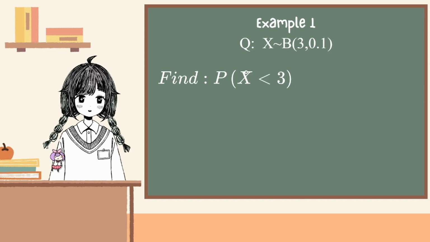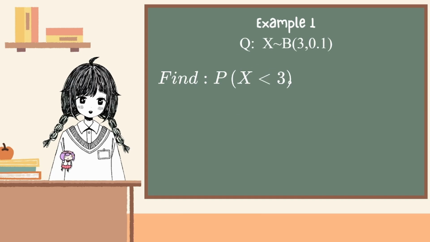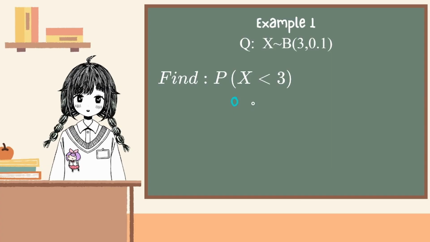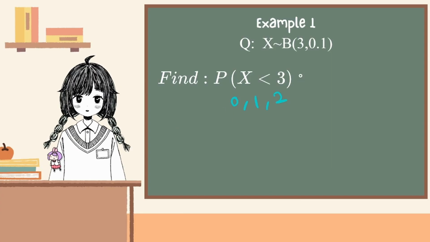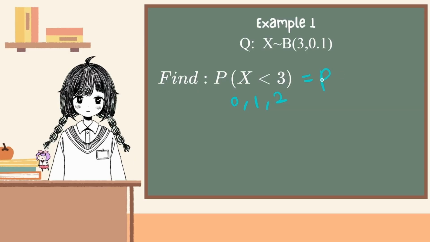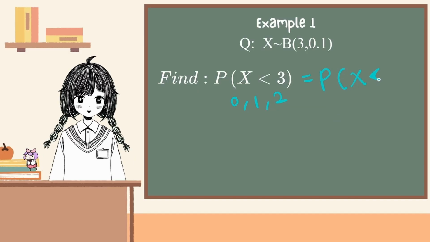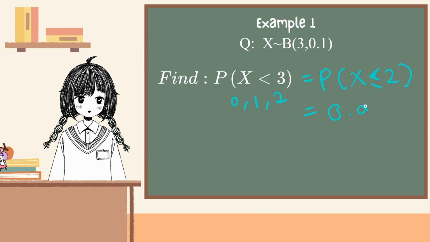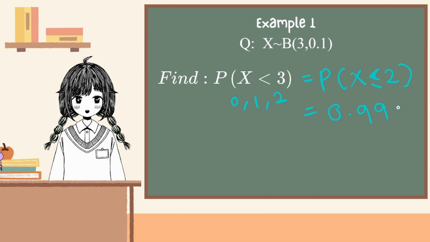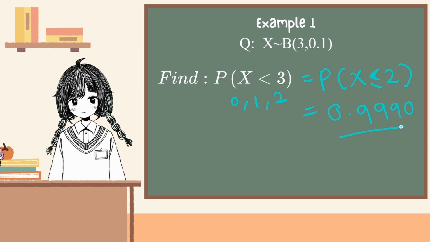So next is P(X < 3). You see here it is less than 3, meaning not including 3. So it will be just 0, 1, 2. So the answer will be P(X ≤ 2). According to the stat table, the final answer will be 0.9990.